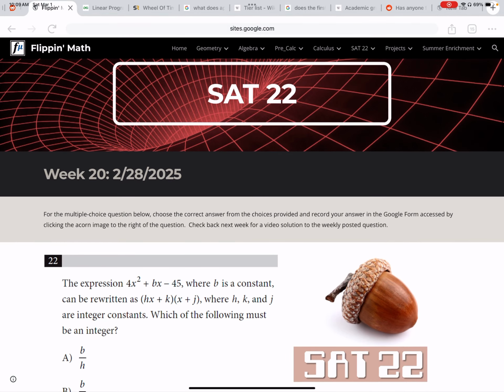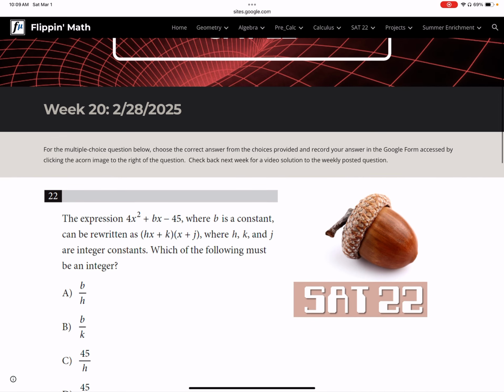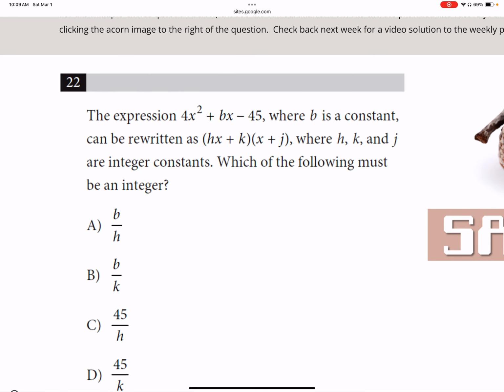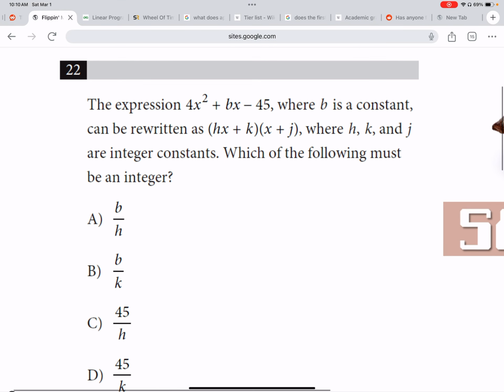22 for week 20. Let's take a look at our question. The expression 4x squared plus bx minus 45, where b is a constant, can be rewritten as, we can see it's in factored form here, (hx plus k) times (x plus j), where h, k, and j are integer constants. Which of the following must be an integer?